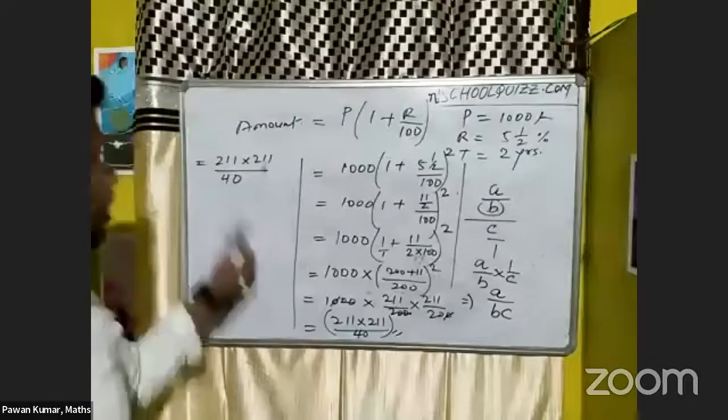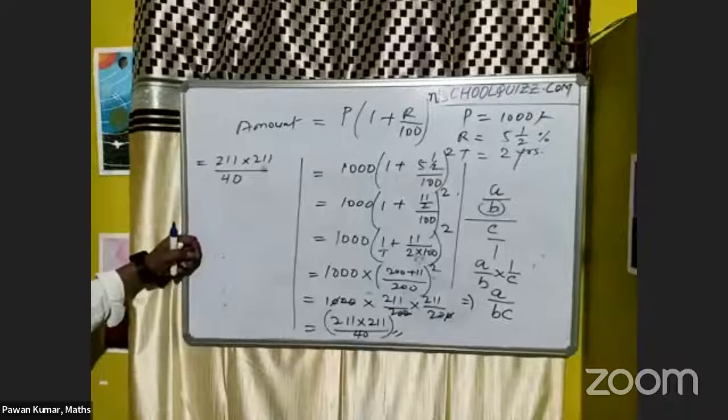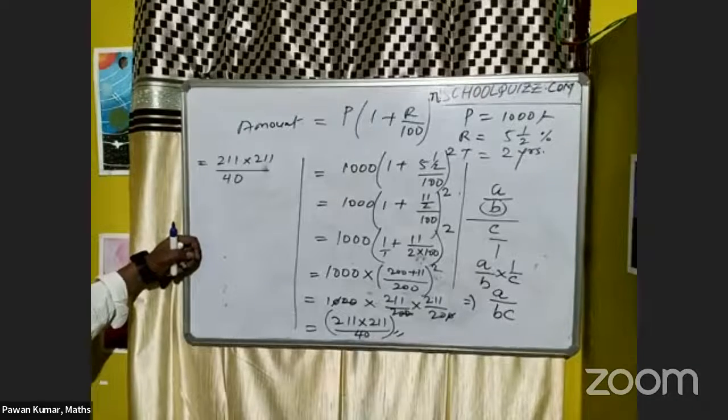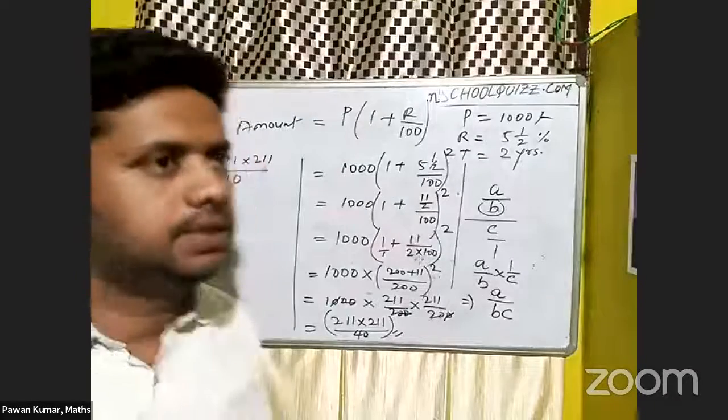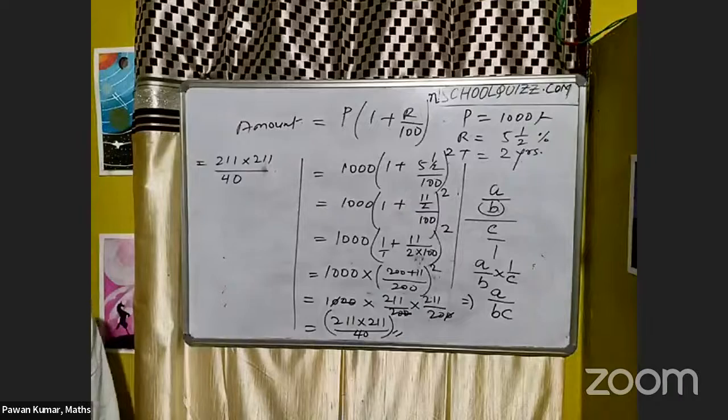Tell me, any easy way? How can we do that? Sir, firstly we have to multiply 211 into 211. If I multiply 211 into 211, that will become almost a 5 to 6 digit number. Correct? And divide by 40, so that will be a very big term now.